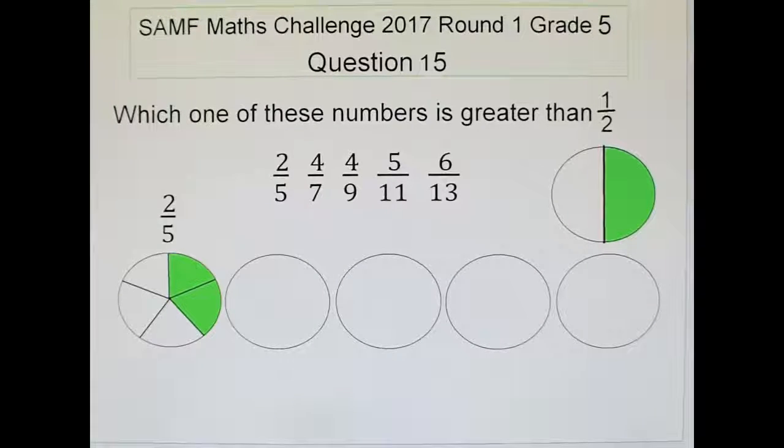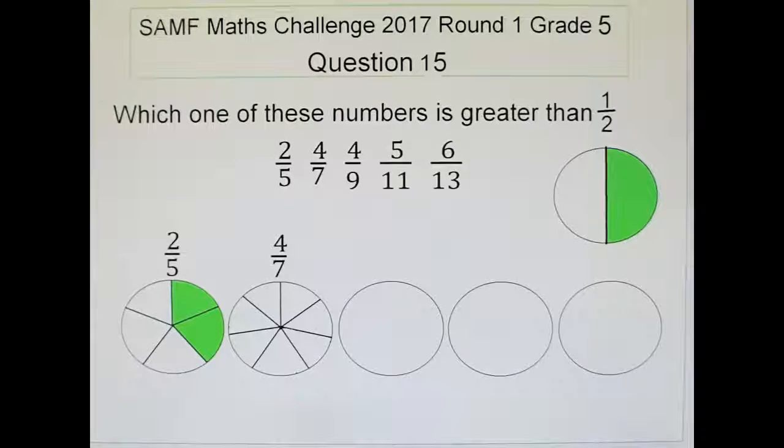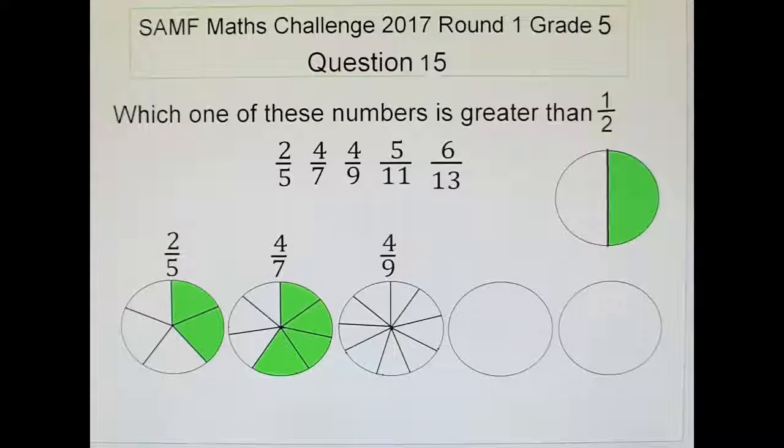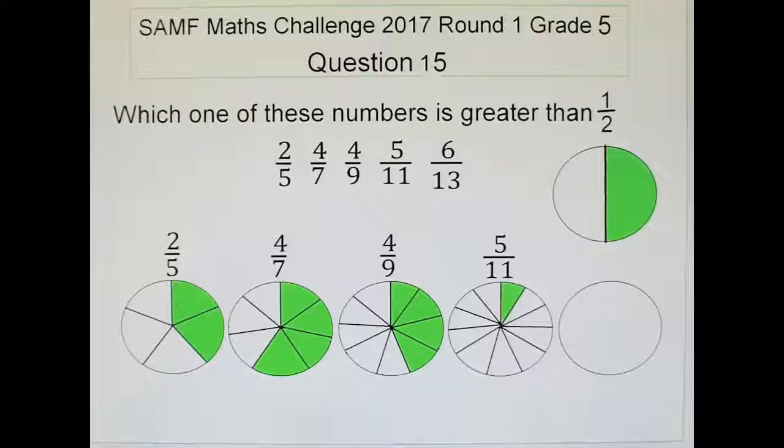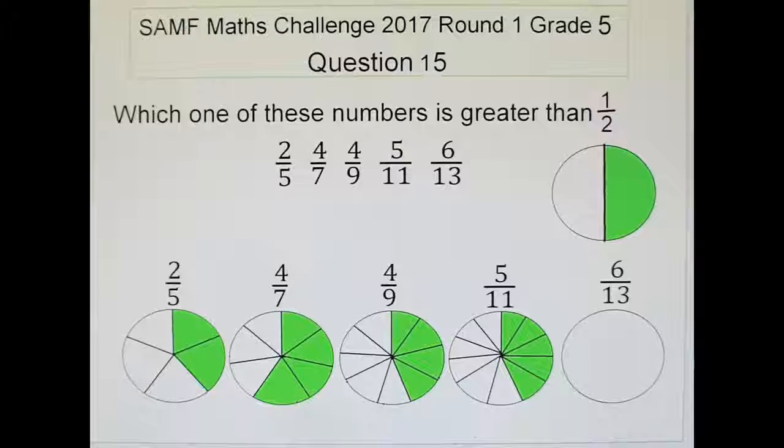We'll do the same thing for 4/7. Same idea with the clock to divide it into 7 pieces, and we need to shade in 4 of the pieces. 1, 2, 3, 4. Okay, that one looks like it's greater than 1/2. Let's do the 9ths. 4/9, we're going to shade in 4 of them. 1, 2, 3, 4. That's definitely less than 1/2. The 11ths. 1, 2, 3, 4, 5 11ths. Also less than 1/2. You can see it doesn't get to the halfway point.